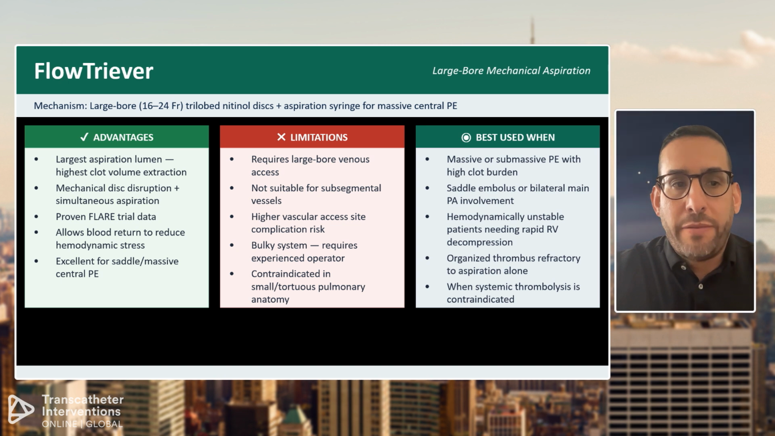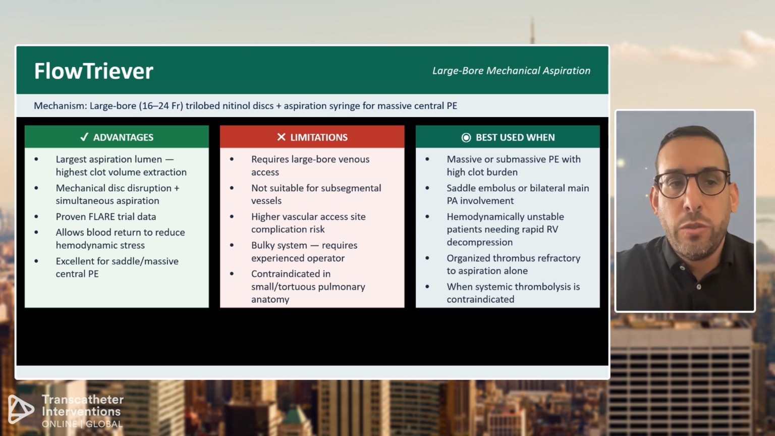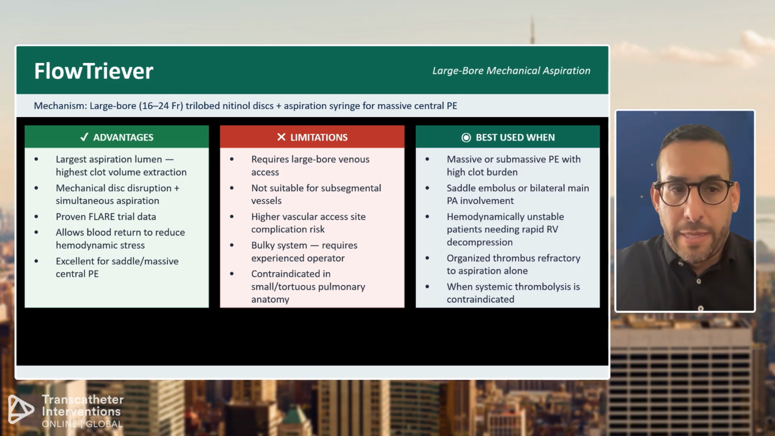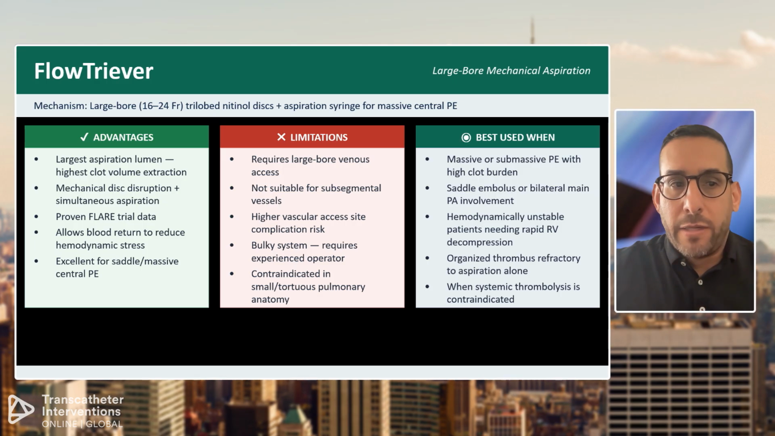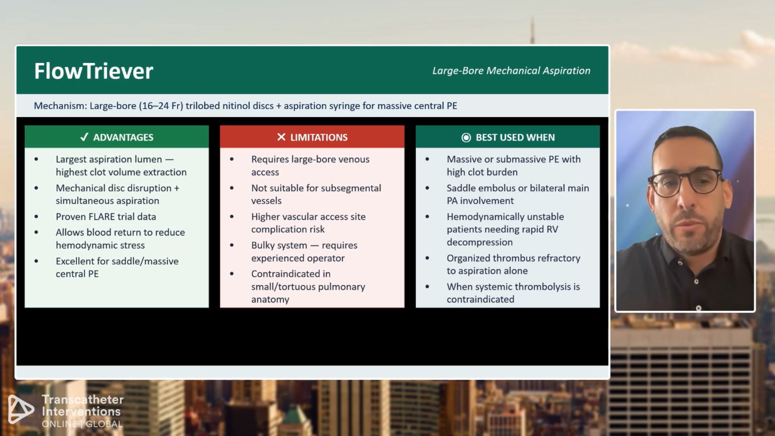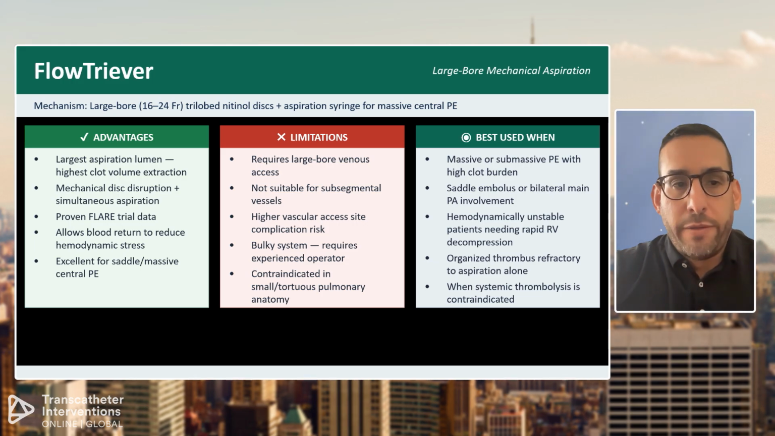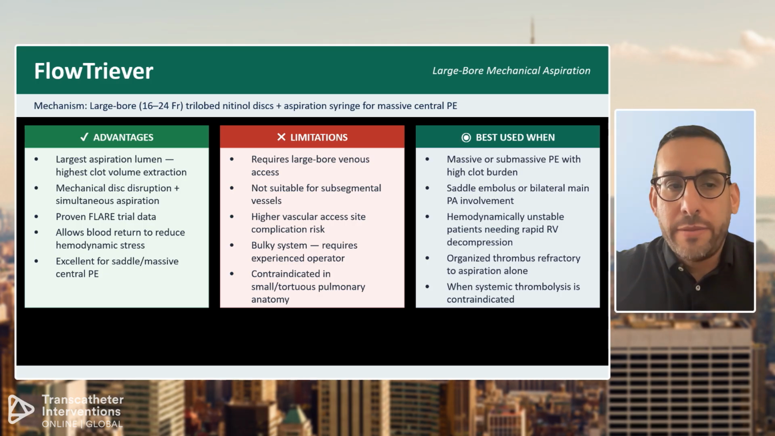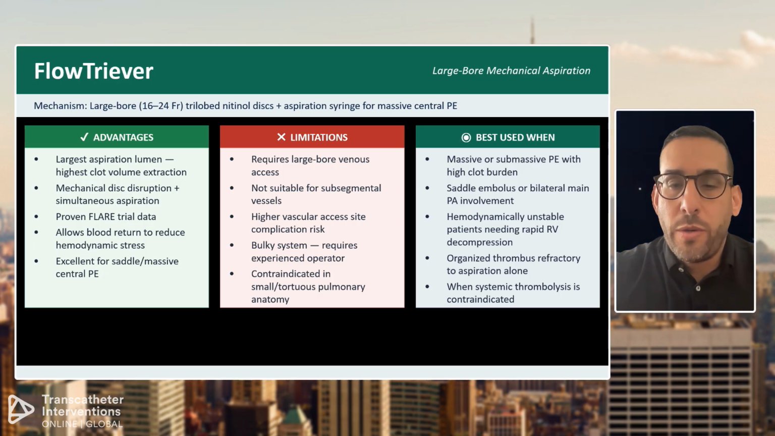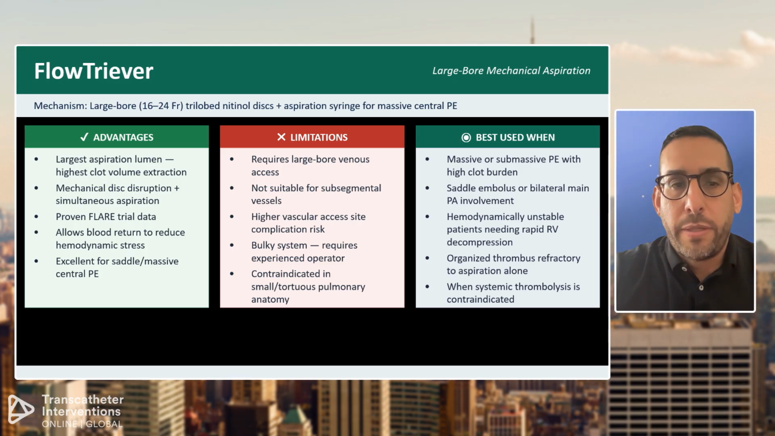The FlowTriever advantages: it has the largest aspiration lumen. It has some proven clinical data, mostly in the registry, and it allows blood to be returned, as we talked about with that accessory called the FlowSaver. This is the ideal device, in my opinion, if you have large proximal pulmonary artery thrombus, so saddle, submassive, massive, when you have main pulmonary involvement.